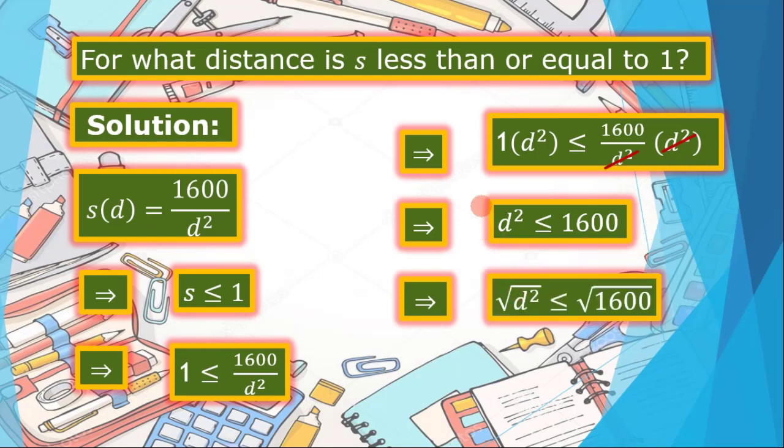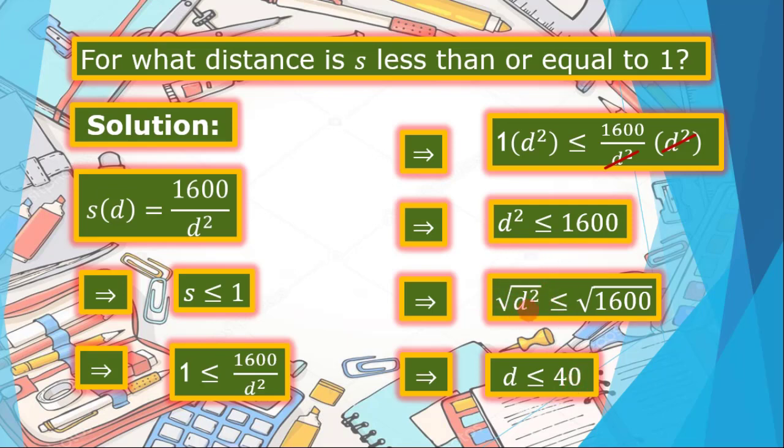Then, simplifying this further, we have to take the square root of both sides. So this is here, square root of D squared. Copy the inequality symbol, less than or equal to, then square root of 1,600. Then, we have D is less than or equal to 40. Actually, this is square root of D squared.